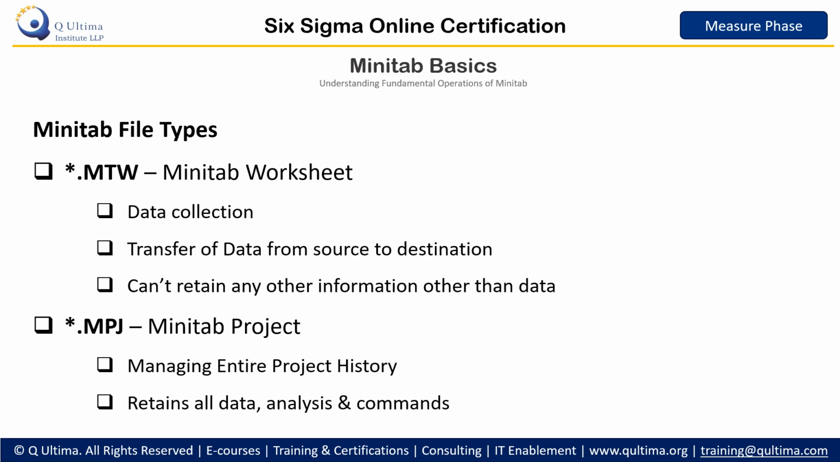Minitab file types. There are two types of Minitab files: *.mtw, the Minitab worksheet file, and *.mpj, the Minitab project file. The *.mtw Minitab worksheet file is basically for data collection and transfer of data from one source to destination. This is why this file is very small, typically from 5 KB to 10 KB. But at the same time, it can't retain any information other than data, and therefore its use is limited to the collection and retention of data.